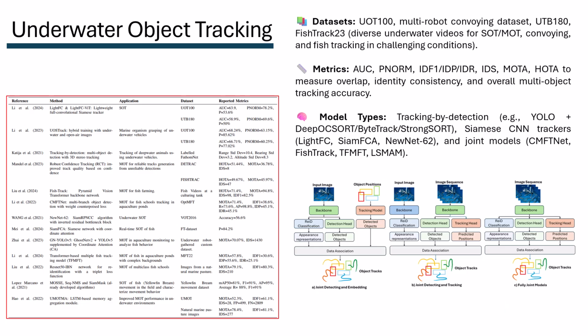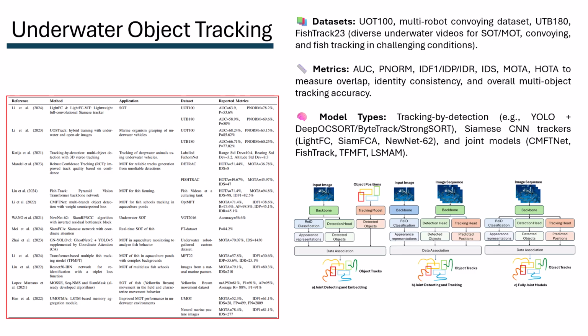For underwater object tracking, recent datasets such as UOT100, the multi-robot convoying dataset, UTB180, and FishTrack 23 provide diverse underwater videos covering single object tracking and multi-object tracking in challenging fish tracking scenarios. Tracking performance is typically evaluated using metrics like AUC and PNorm for overlap, and IDF1, IDP, IDR, IDS, MOTA, and HOTA for identity consistency and overall multi-object accuracy.